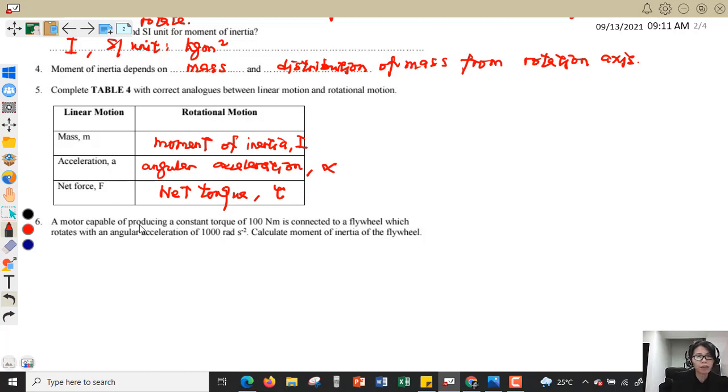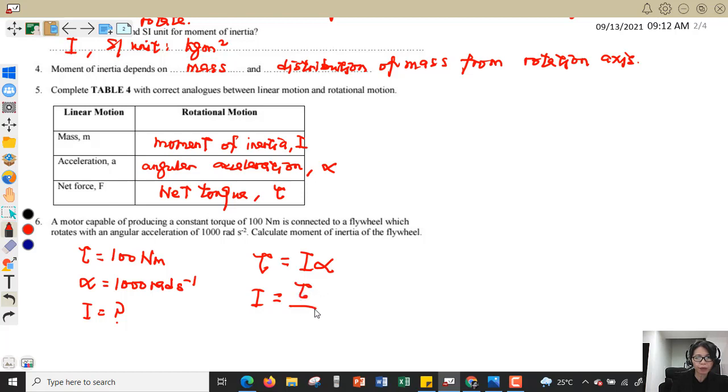Question 6. A motor capable of producing a constant torque of 100 Nm is connected to a flywheel which rotates with an angular acceleration of 1000 radian per second squared. Calculate the moment of inertia of the flywheel. We are given the torque is 100 newton meter and it produces an angular acceleration of 1000 radian per second squared. The question asks us to find the moment of inertia for the flywheel. We can relate torque, angular acceleration and moment of inertia using the equation torque equals I alpha. We can find I by rearranging the equation, so we have torque divided by angular acceleration. So 100 divided by 1000. We get the moment of inertia for the flywheel to be 0.1 kg meter squared. So this is the basic idea about the moment of inertia in rotational motion.